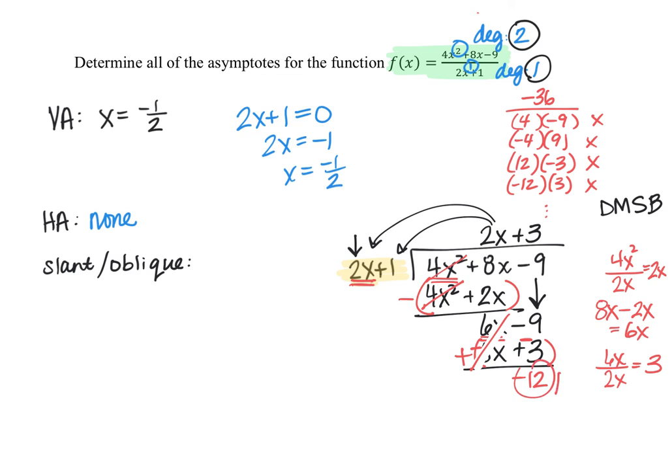And that's our remainder. When we're doing long division to find a slant asymptote, however, we get to ignore the remainder. We really don't care about its value, and we're just going to focus on our answer up here, the quotient, which is 2x plus 3. So that means that the line y equals 2x plus 3 will be our slant asymptote for this particular function.